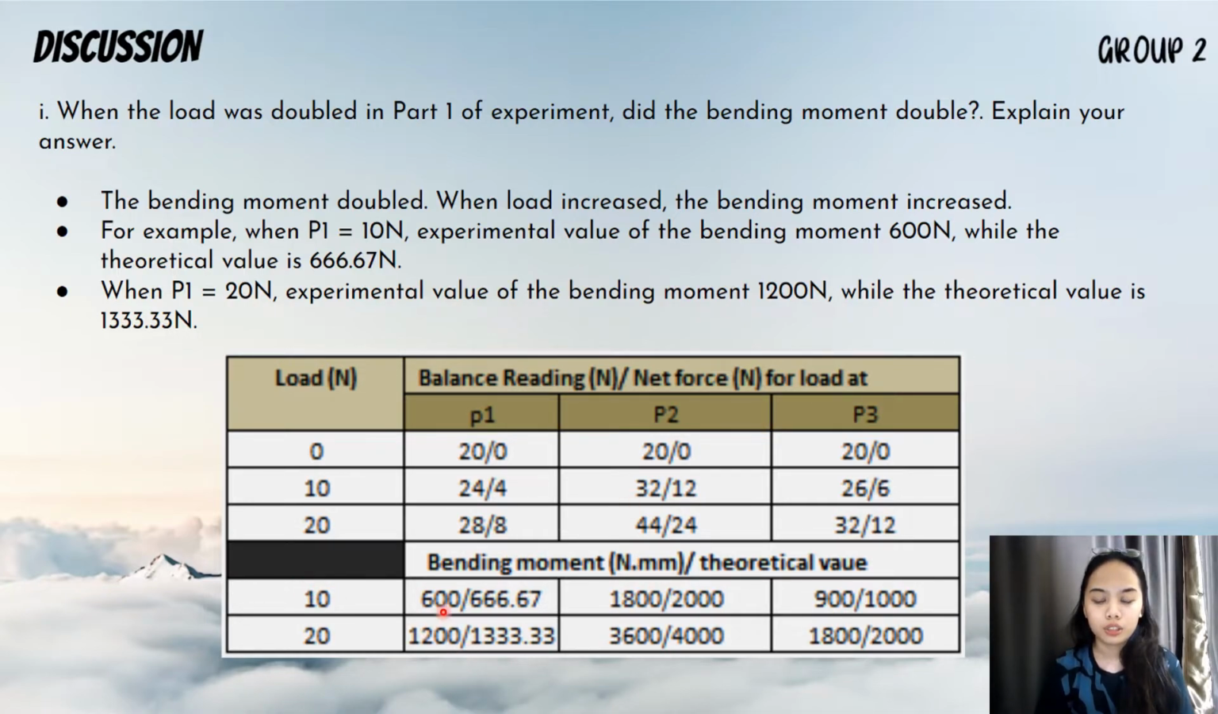And the theoretical value obtained for P2 is 1333.33 Newton, which is also double the value of 666.67.